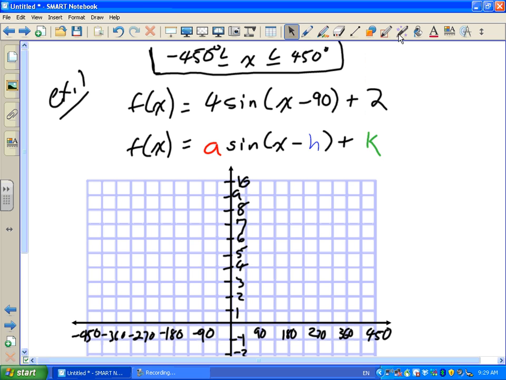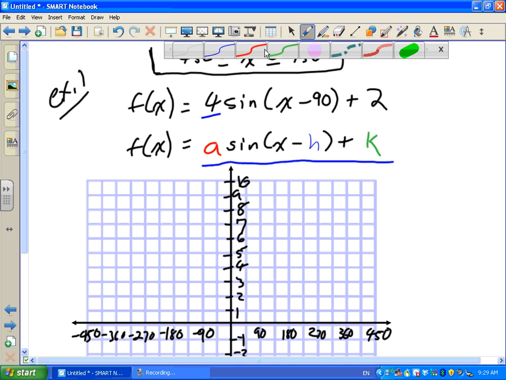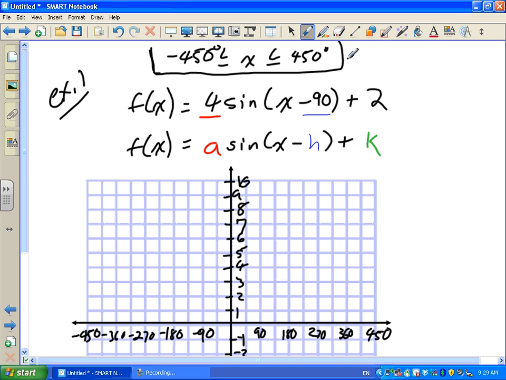We've made up this question. f of x is equal to 4 sine (x minus 90) plus 2. Okay? This is our theoretical model. If you guys remember, 4 is going to represent A. So that's going to deal with stretching the graph, compressing it, and/or flipping it. Our negative 90 is going to be our H, and our positive 2 will be our K. So those are the three numbers we're going to have to move, to move this graph.